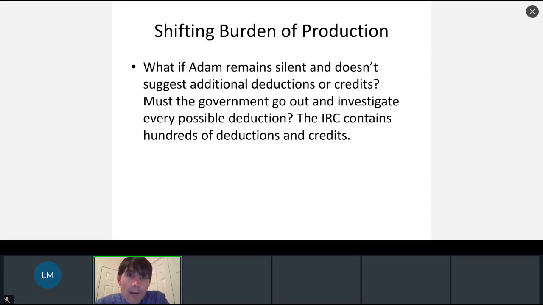So what if Adam remains silent and doesn't suggest additional deductions or credits? Must the government go out and investigate every possible deduction? The Internal Revenue Code contains hundreds of deductions and credits. Well, the short answer to that is no.